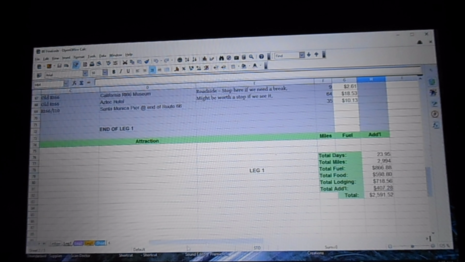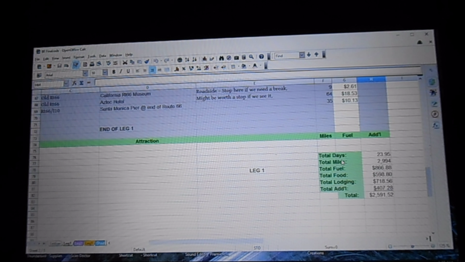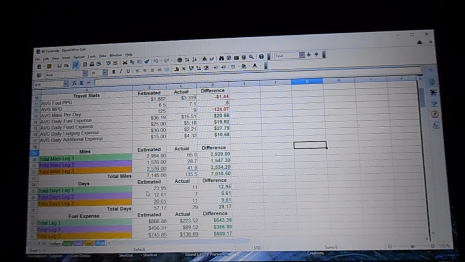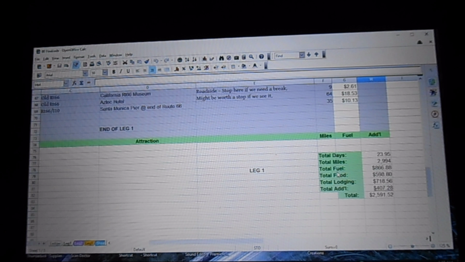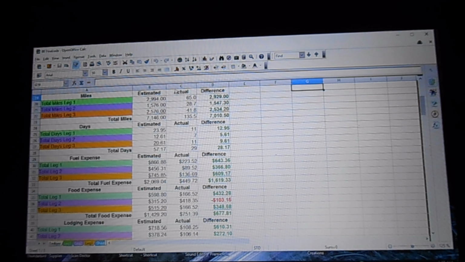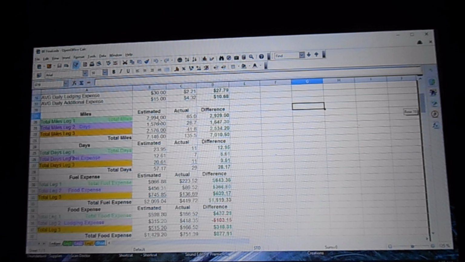All of these numbers here then go back here to the ledger, and as you can see right here, all these green ones would be leg 1. There's your estimated total miles over here, estimated total miles, same thing. You follow this right on down. Food expense $598. Over here, food $598.80 right there. So you can see where these numbers come in here, and you can see that these are relatively accurate.